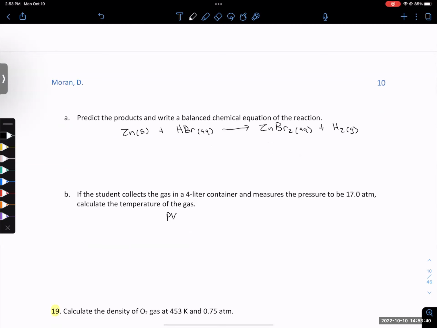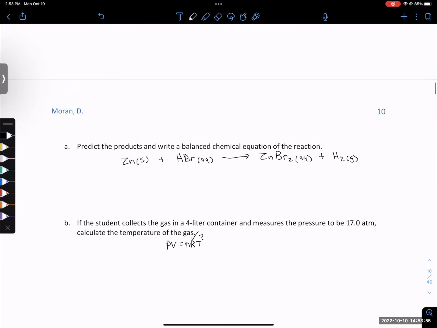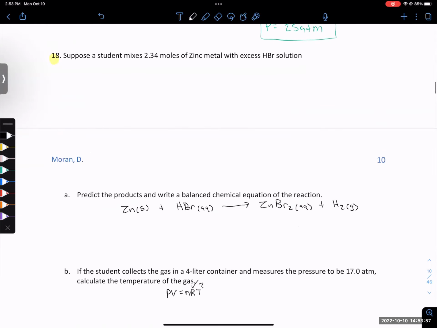And then you can see, okay, actually, I might have that. I might have that. We already have R, right? That's a constant. We're calculating the temperature, so that's what we want to know. Moles of gas, do we know moles of gas? We don't know moles of gas, but we know how many moles of zinc we started with, right? And it reacts with excess HBr to form product. So we can use a balanced chemical equation, which to balance this, you would put 2 right there, to figure out the moles of H2 gas produced.